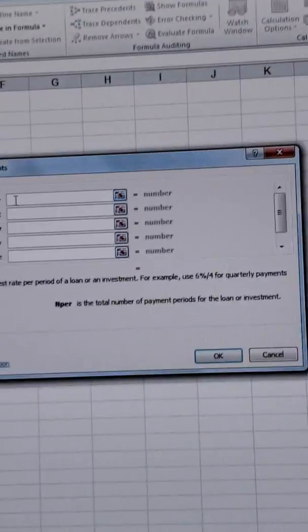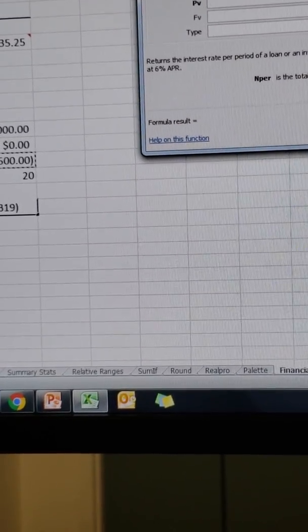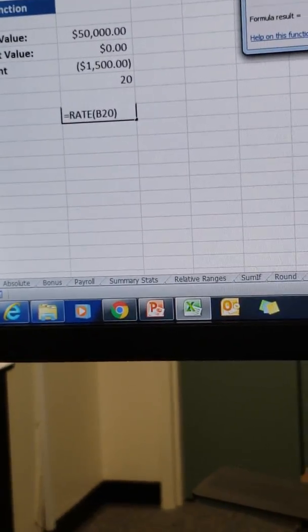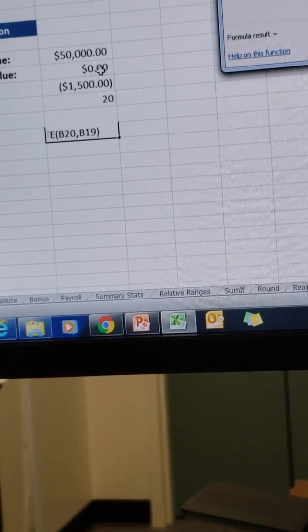And if you ever forget, they give you a description here. So this should be pretty easy for the most part. So what do I put up here, everybody? NPER, number of payments. What cell is that? You said B20? B20. Okay. Payment, PMT. That's the payment made each period and cannot change over the life of the investment or the loan. Good deal. Present value. That should be easy. There's nothing there.